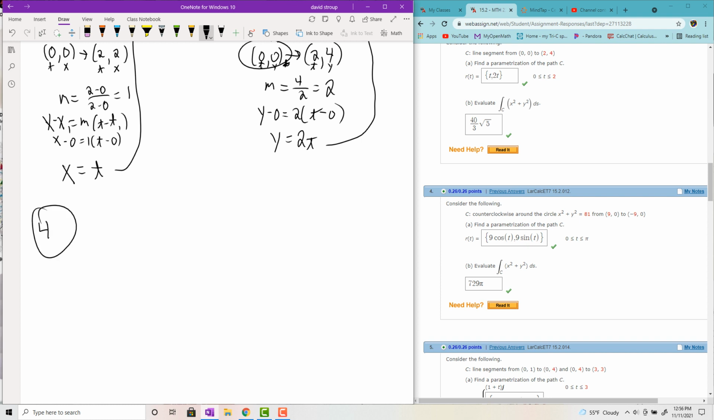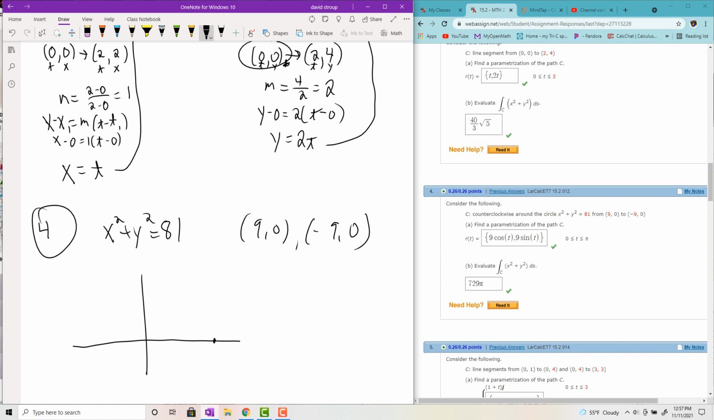It's like number 4 here. We're trying to parameterize this path C, x squared plus y squared equals 81, going from 9, 0 to negative 9, 0. So what the heck is that? You know, 9, 0 is right here. This is a semicircle like this to negative 9, 0. So you have to probably think kind of like a almost a polar type thing.